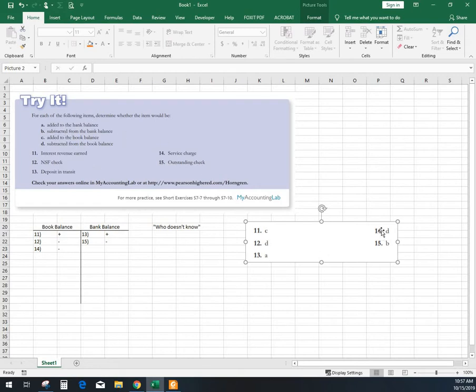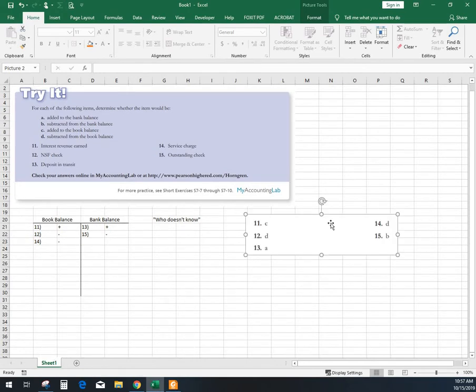We got that correct. Number 14, a subtraction from the book balance, which is D, subtracted from the book balance. And 15 is B, subtracted from the bank balance. So it looks like we have them all correct.